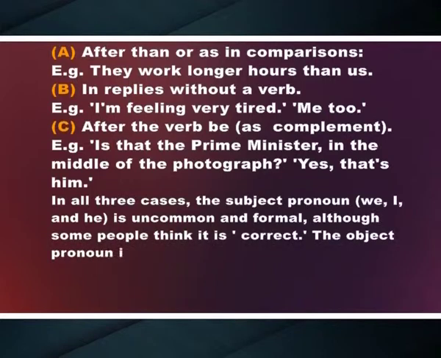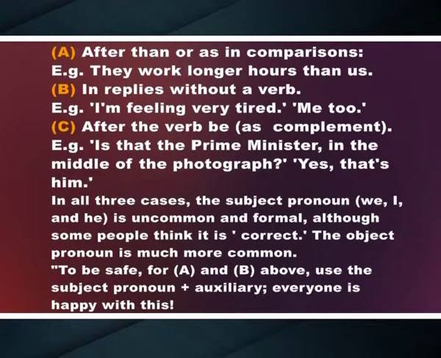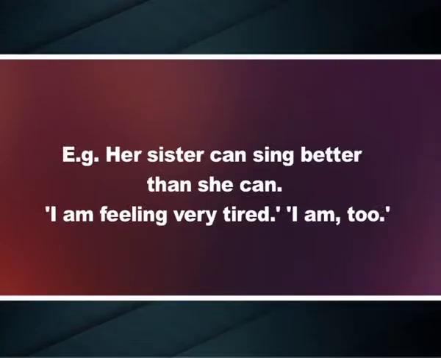To be safe, for A and B above, use the subject pronoun plus auxiliary. Everyone is happy with this. For example, her sister can sing better than she can. I'm feeling very tired. I am too.